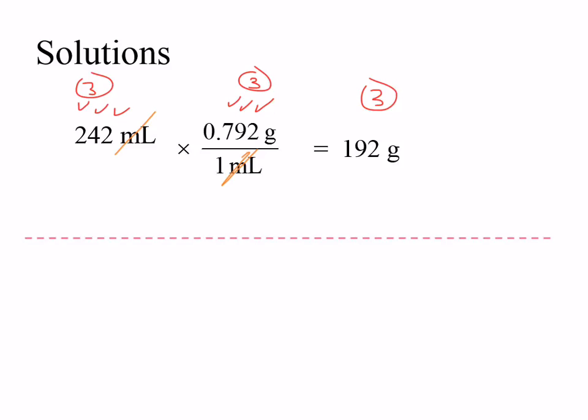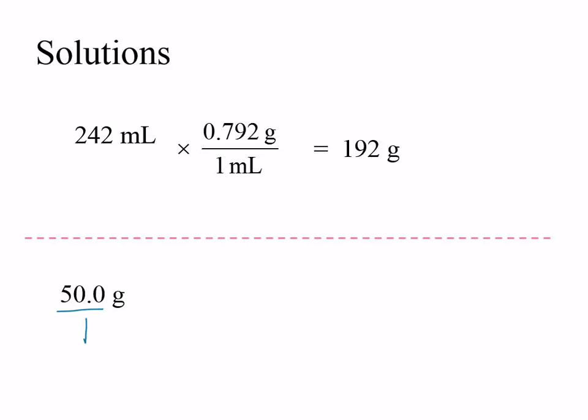Okay, so the next one, we're going to start with grams, usually grams over 1. So 50.0 grams over 1. Now what does the second term look like? What's that? Yep, it looks like 1 milliliter over 0.792 grams, exactly.